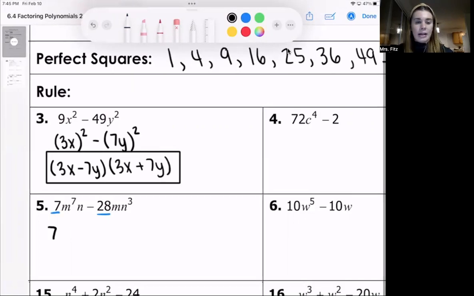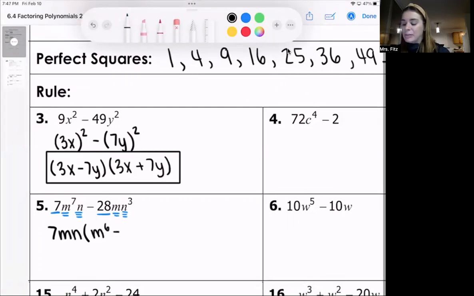Now, looking here, I have m to the 7th in this term, and m here. It looks like I can also pull out an m. They also have the variable n in common. They have n and n cubed, so I can also pull out an n. Now I'm going to go ahead and write what's left. So m to the 7th is the only term that's going to be left. So m to the 7th divided by m, we're just left with m to the 6th.